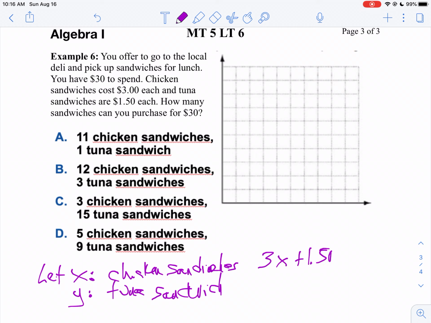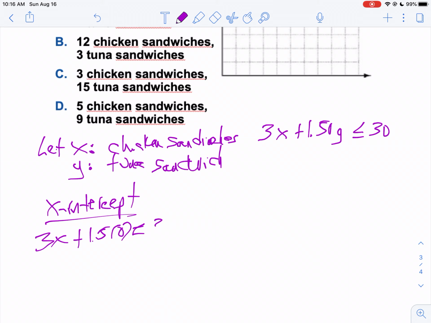So I think to graph this one, let's use the intercepts again. To find the x-intercept, we're going to make y 0. So 3x plus 1.5 times 0 is less than or equal to 30. I'm going to do equals 30 because I'm just finding the intercepts. So 3x equals 30. Divide both sides by 3. X would be 10 then.